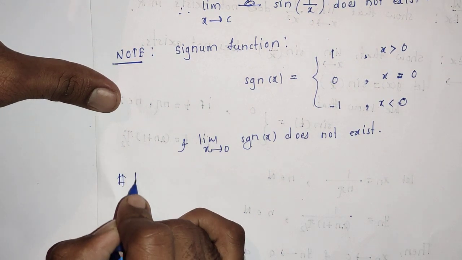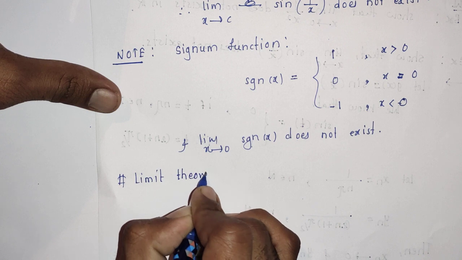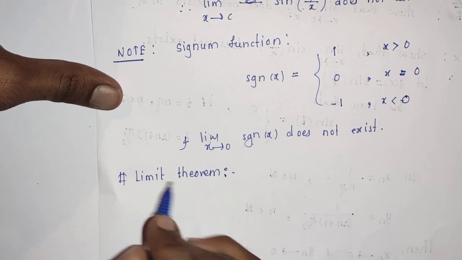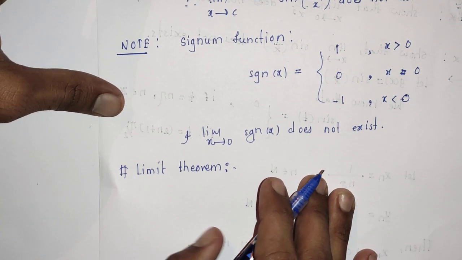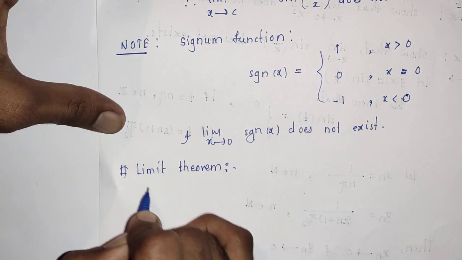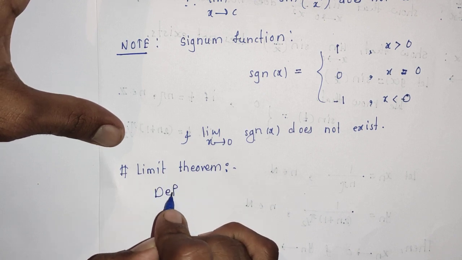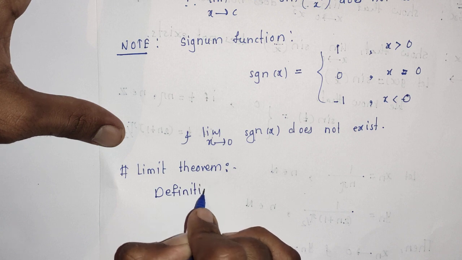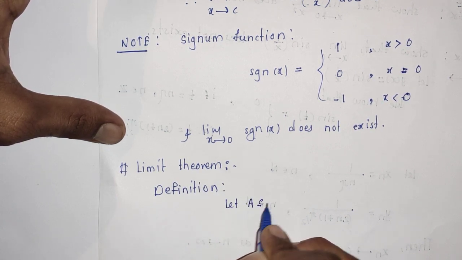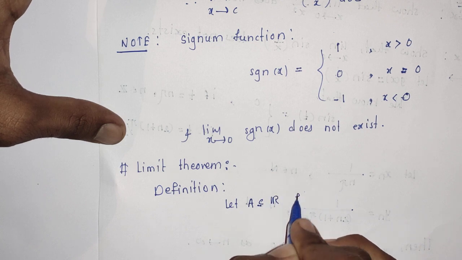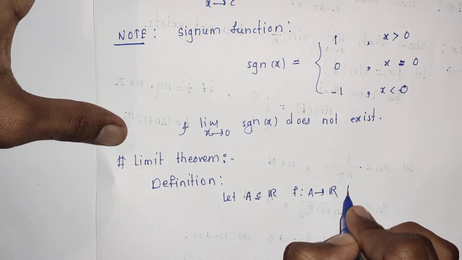Now we will see some theorems which are limit theorems. So next topic is limit theorems. Here we will see some statements of the theorems which depend on limits. In this topic, the first definition is the neighborhood of c. So let A be a subset of R and f from A to R be a function.